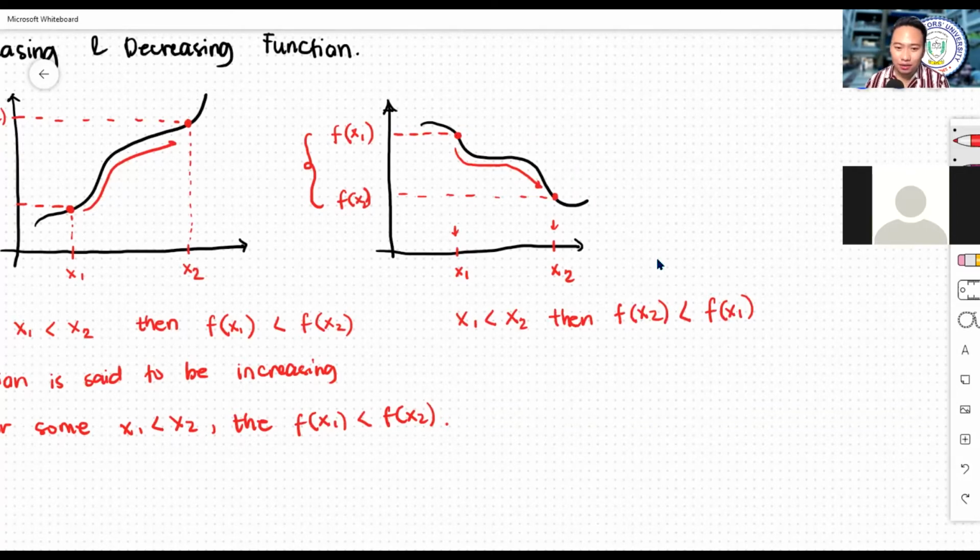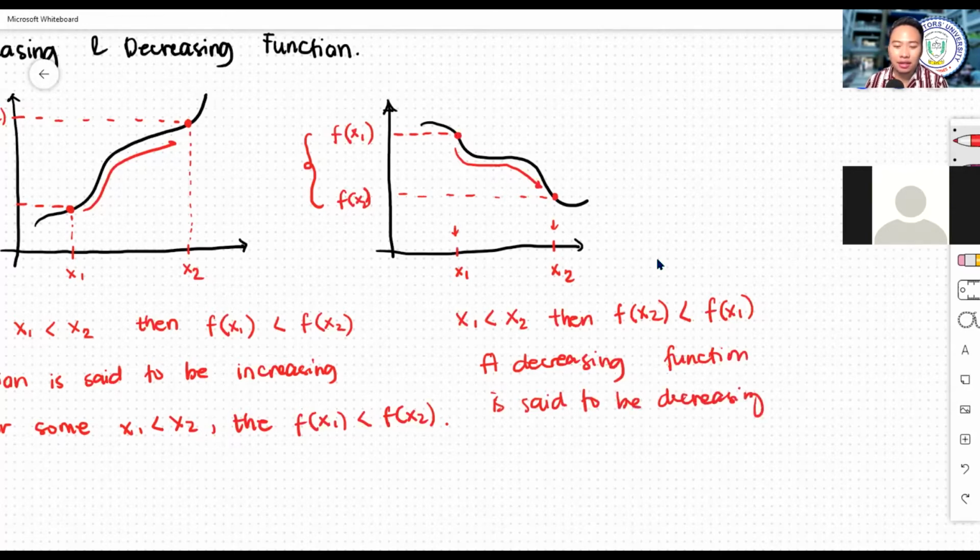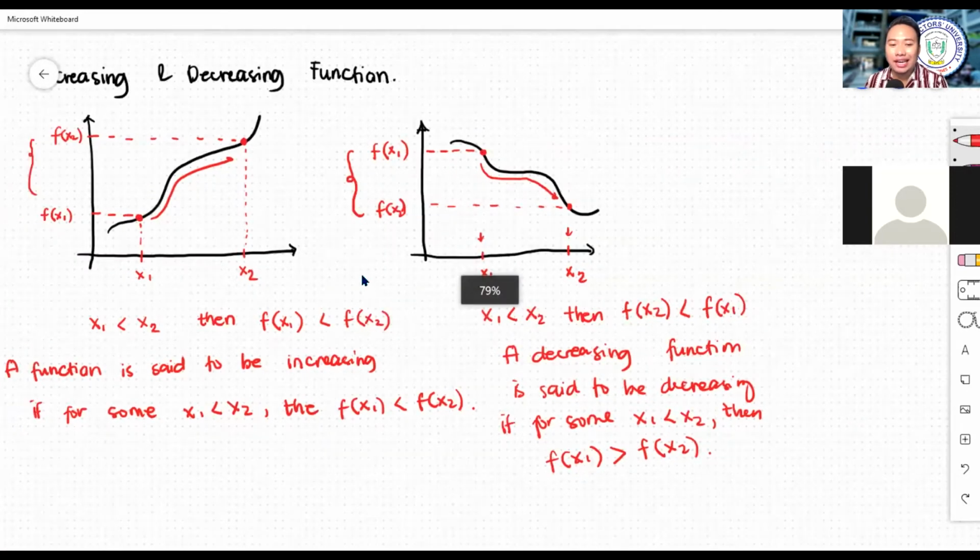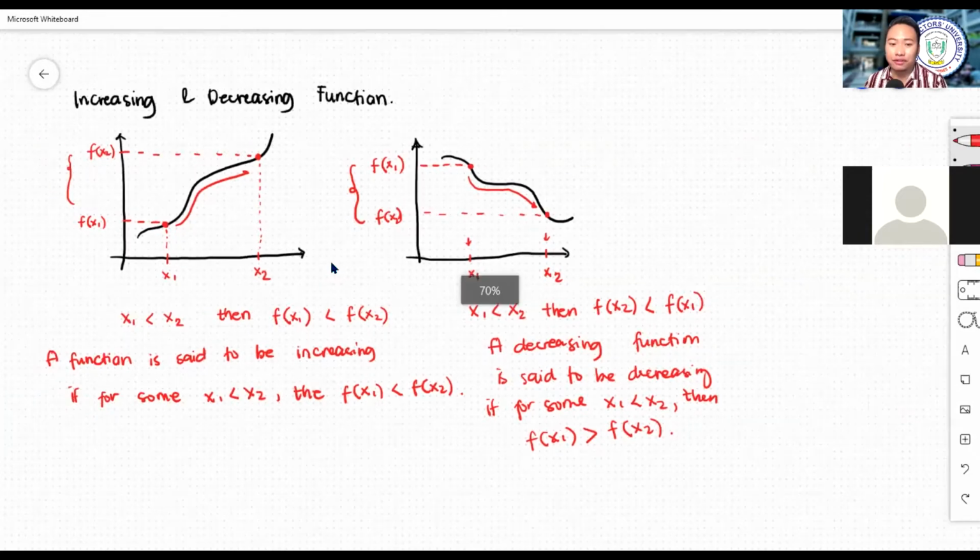Does it make sense? Now, to make a definition, we can say a decreasing function is said to be decreasing if for some, still the same, x sub 1 less than x sub 2, then it's the other way around: f of x sub 1 is greater than f of x sub 2. Questions so far? I hope you see the difference between these two different functions.